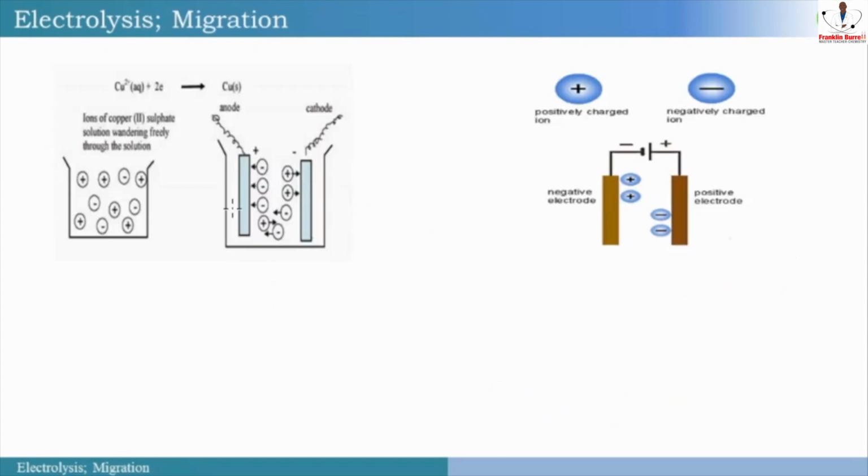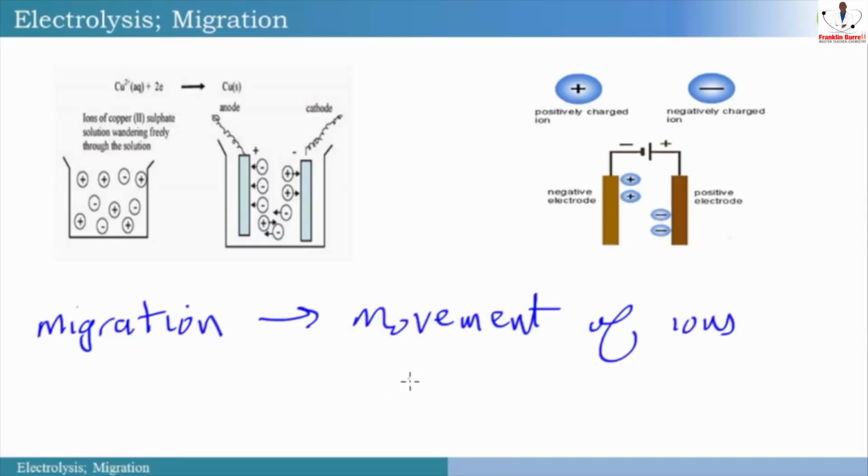So here is a very simple setup of our cell. And the cations and the anions are freely moving about in the container. But the moment that the current is turned on, you'll notice that the negative ions are attracted towards the positive electrode, and the positive ions are attracted towards the negative electrode. We call that migration. So simply put, migration is the movement of ions towards their respective electrodes.